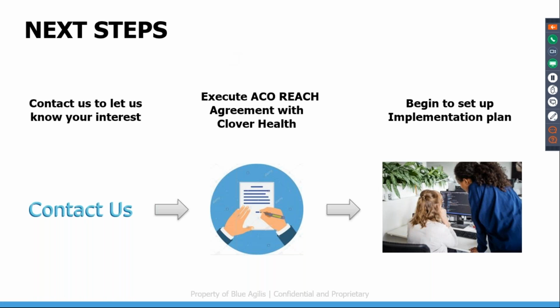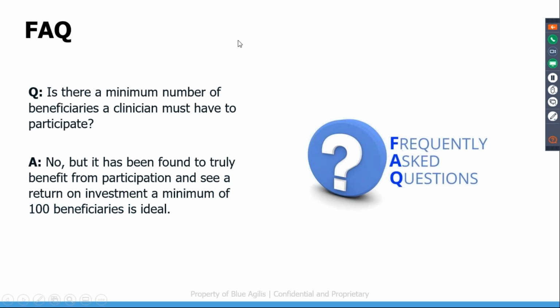And next, Tamara is going to walk us through some frequently asked questions about this program. Thank you, Carrie. So the first question that we have here is, is there a minimum number of beneficiaries a clinician must have to participate? And that answer is no, but it has been found to truly benefit from participation and see a return on investment with a minimum number of 100 beneficiaries. Next slide.